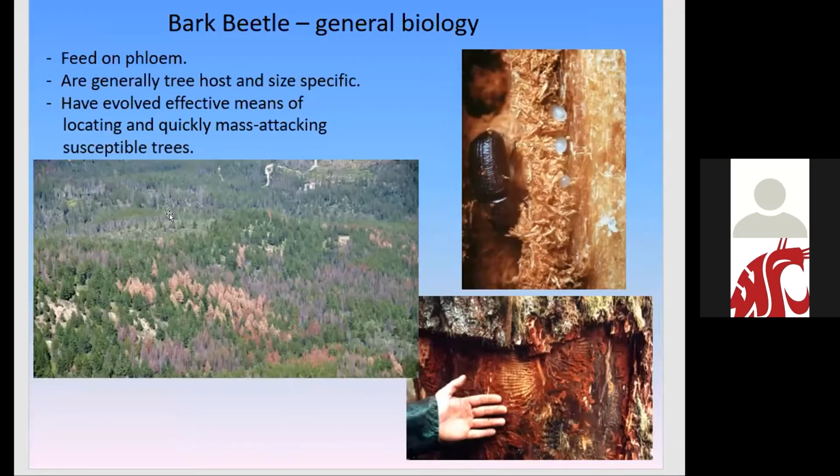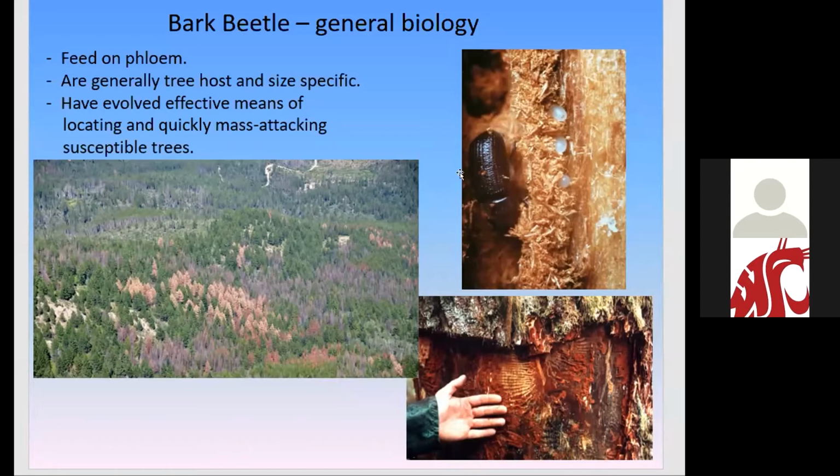So similar to these opportunistic fungi, there are beetles that are able to act in a similar way. And so many of us are familiar with bark beetles because of their ability to kill large swaths of forest trees in a single season, like you see in this picture on the left here.